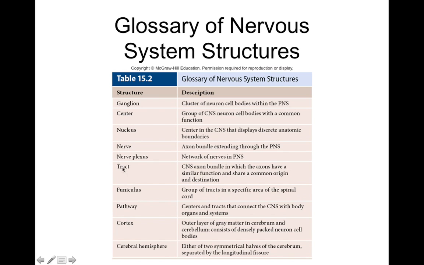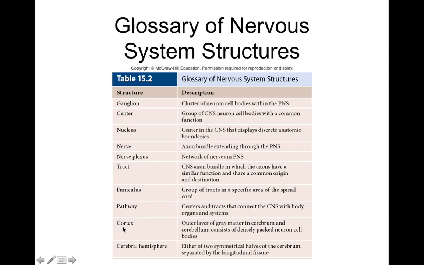A tract is a bundle of axons in the central nervous system. So we'll talk about the different types of tracts later. Like there's tracts that go side to side, up and down, or just locally. And these tracts are involved with basically communication around your brain. We have funiculi, which are basically tracts that you find in the spinal cord. There's pathways, which are basically centers and their associated tracts.